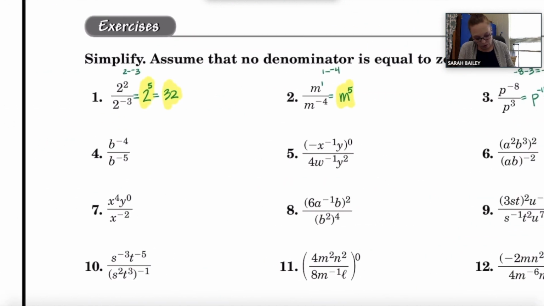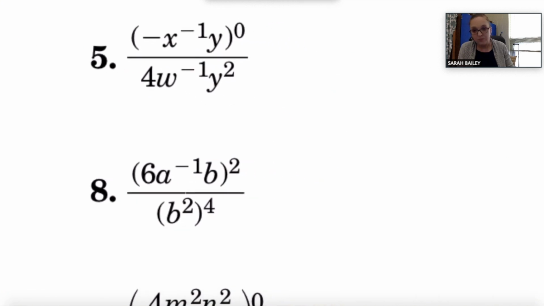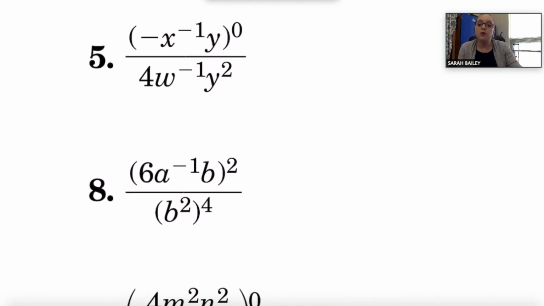Let's skip to number 5. So for number 5, I want to point out, before I do anything, everything that's in parentheses is being carried to the 0 power right here. And remember that anything to the 0 power is always 1. So it really doesn't matter what's inside the parentheses there, it's going to be 1.